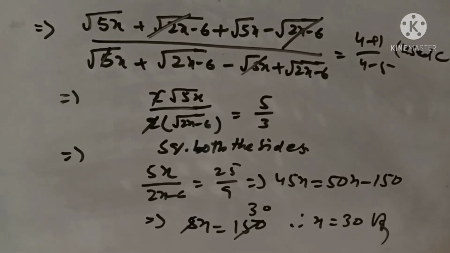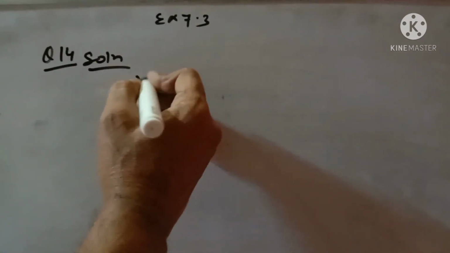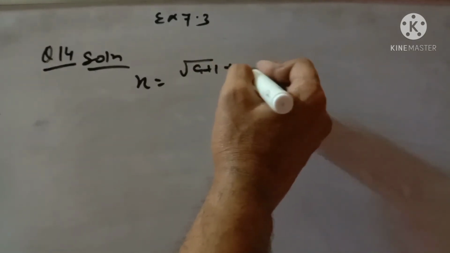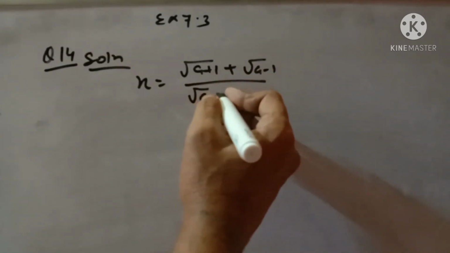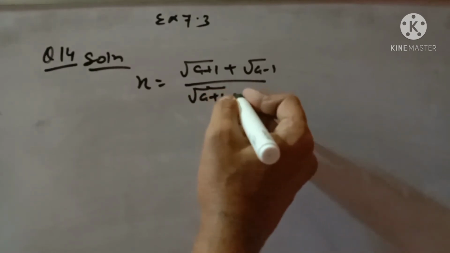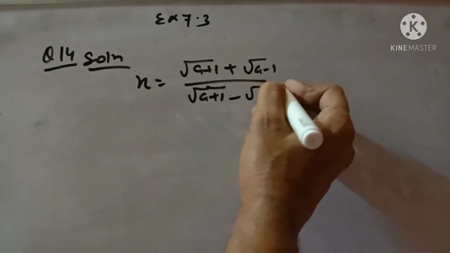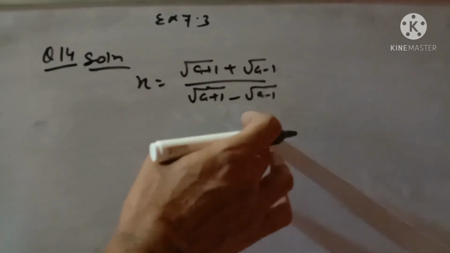Now we will move to question number 14. If x equal to under root a plus 1 plus under root a minus 1 by under root a plus 1 minus under root a minus 1, it is given, and we have to find out, using the suitable property, x square minus 2ax plus 1.